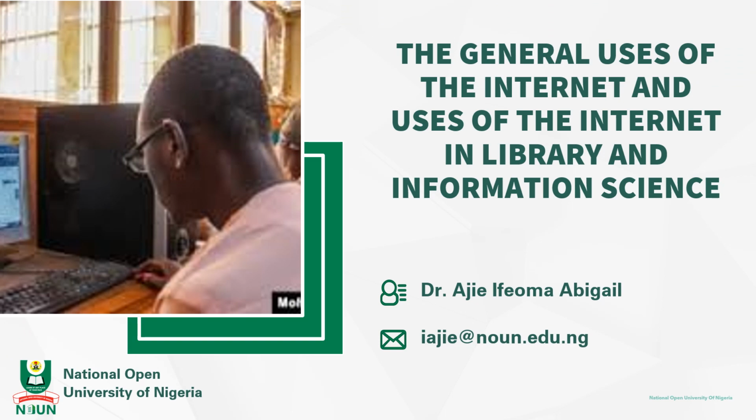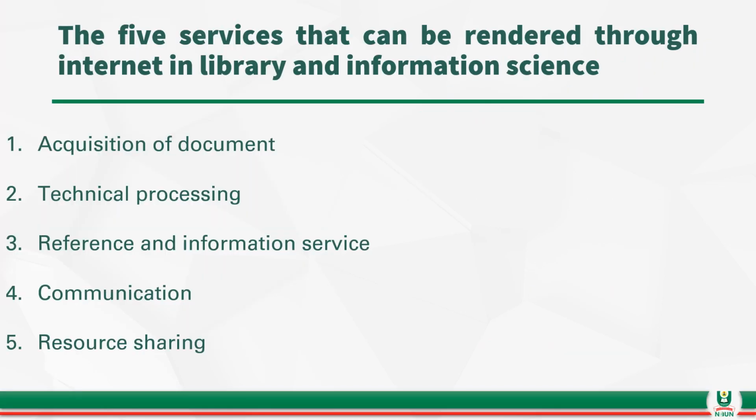Welcome back. Like I said earlier, the lesson for today is the general uses of the internet and uses of the internet in library and information science. There are 5 services that can be rendered through the internet in library and information science. The first one is acquisition of documents. The second one is technical processing. Third one is reference and information service. Fourth one is communication, and the fifth one is resource sharing.